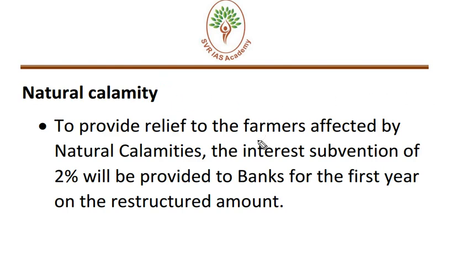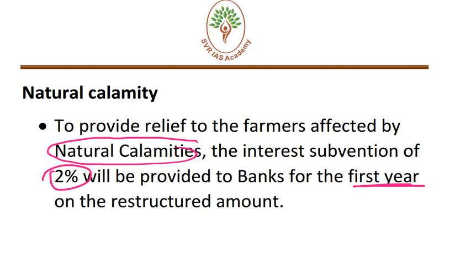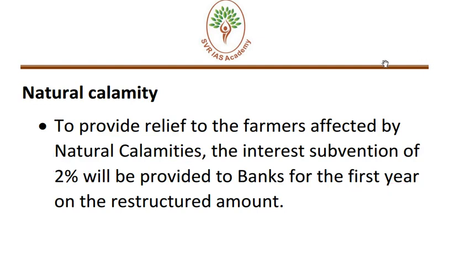To provide relief to the farmers who are affected by natural calamities, an interest subvention of 2% will be provided to the banks for the first year on the restructured amount.